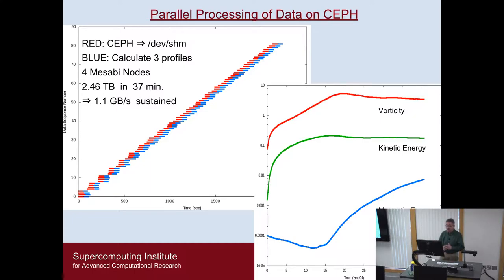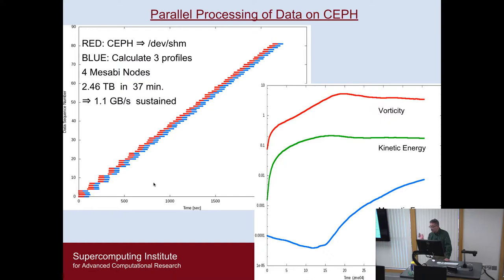And the punchline is just right here: I was able to process the 2.6 terabytes of data and did so in a very short amount of time. And I achieved a sustained 1.1 gigabytes per second throughput. And that's with doing real work on the data. The red bars correspond to the time it took to pull the data from tier two storage, and the blue bars correspond to the time it took to process. It was about the same amount of time.